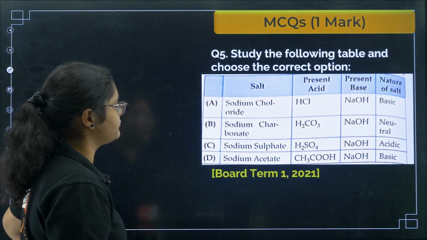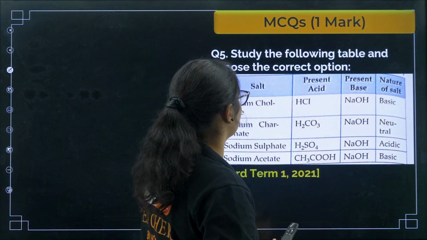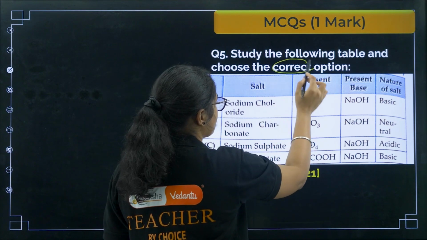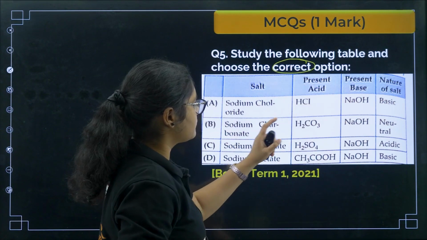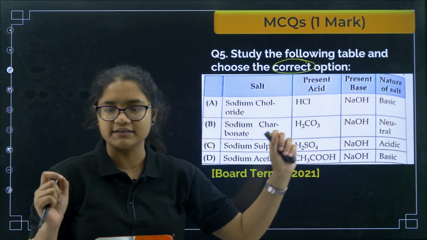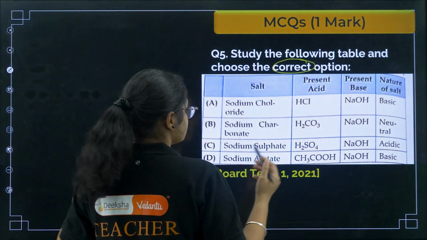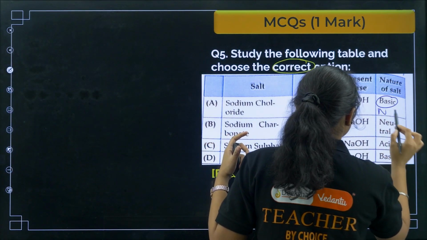Next, coming to question number 5. Here there is parent acid, parent base. You have to tell which of them is the correct option. In sodium chloride you have NaOH and HCl, and the salt should be basic. No, because it is a strong acid and strong base. So what should be the answer here? This salt should be neutral salt.